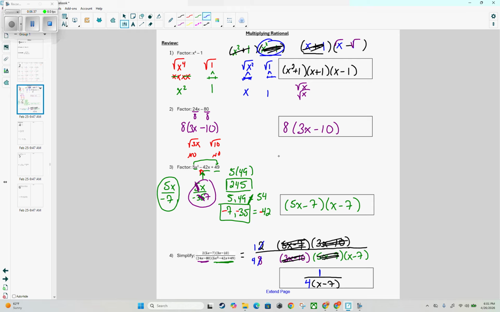So hopefully this helped out. Double check your answers going through it. Take our little 5 minutes. And let's move now into multiplying.